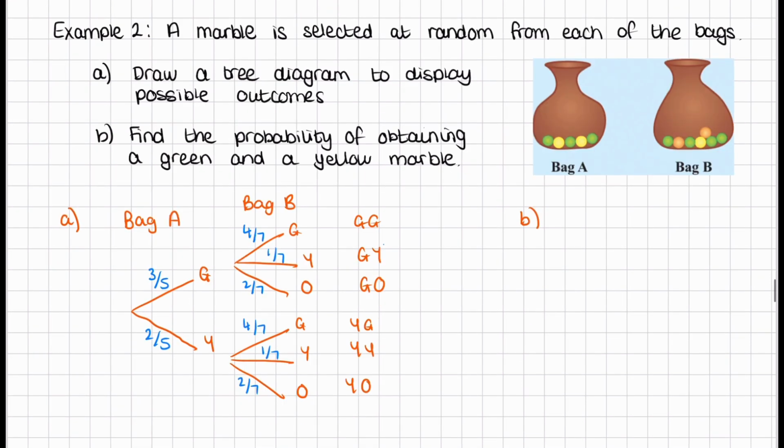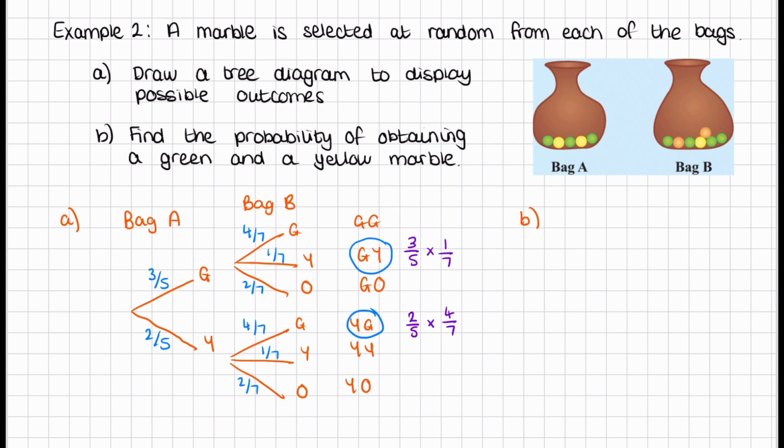So, a green and a yellow, we have this one and this one. These are our two options. When we're working with the tree diagram and probabilities, and we are working across a tree diagram, we always multiply. So for the green yellow, this would be 3/5 for the green multiplied by 1 over 7 for the yellow. The yellow green, we have to go down the yellow pathway first, which is 2 over 5, multiplied by a green there, which is 4 out of 7.